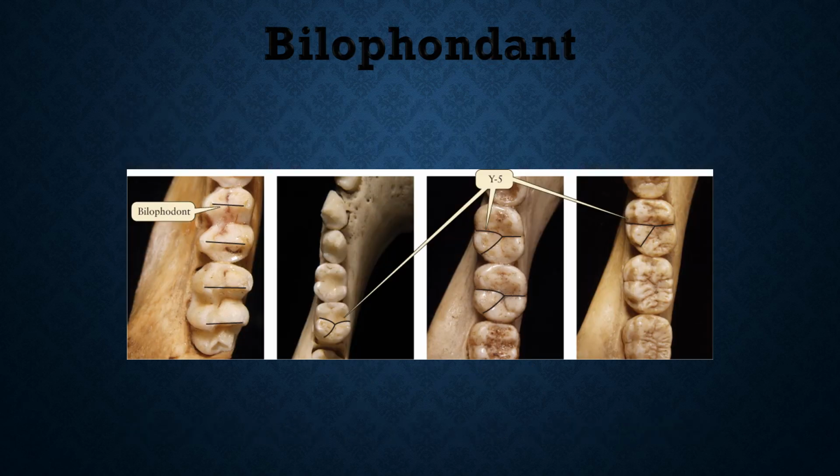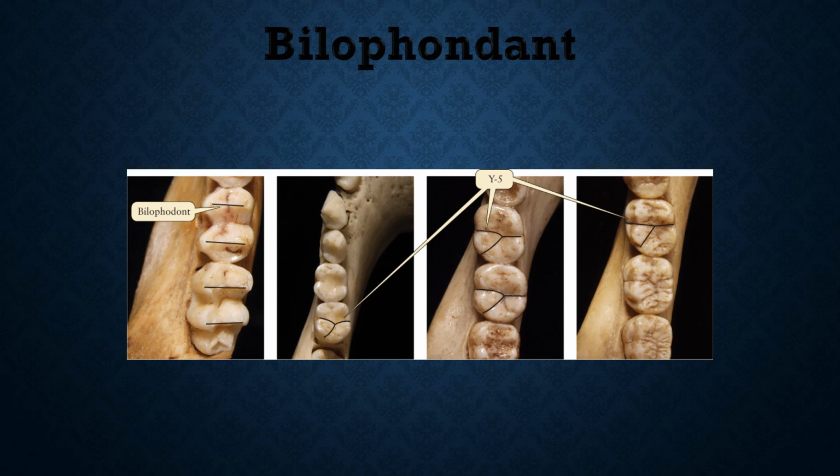We also have bilophodont. There's actually a few different ways you can hear this word pronounced. Either way is fine. And this is showing a pattern that we see in some primates' teeth, where you see a ridge that goes across the center of the teeth, right?